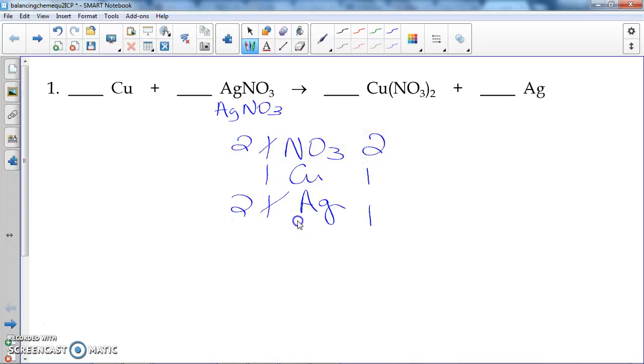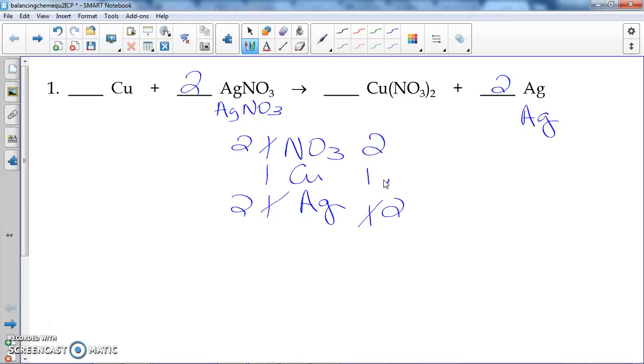Cu looks good, but Ag is 2 and 1. To get it to 2, I put an Ag here. That makes my Ag go to 2. And so now I have 2, 2, 1, 1, 2, 2. So now I'm just going to do my coefficients. There's only 1 copper, so I leave it blank. There's 2 AgNO3s, only 1 copper nitrate, so I leave it blank. And then there's 2 Ags. So this would be read as 1, 2, 1, 2. Remember, we just don't write the ones.